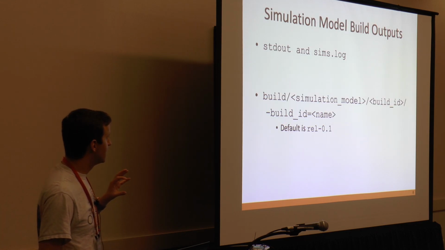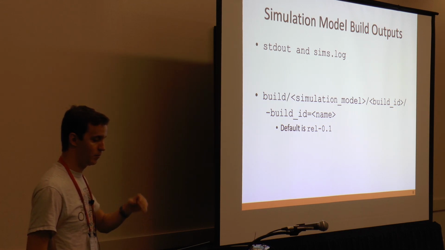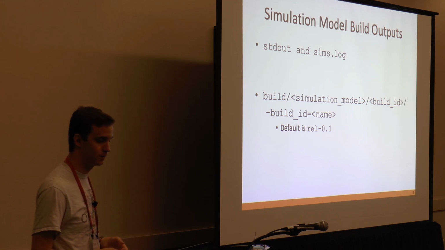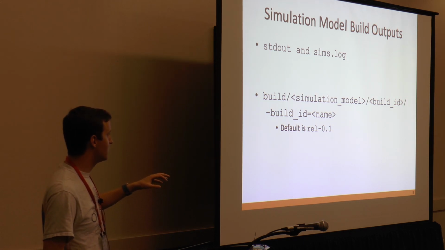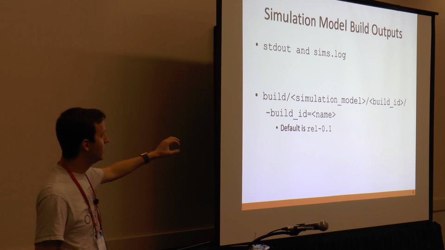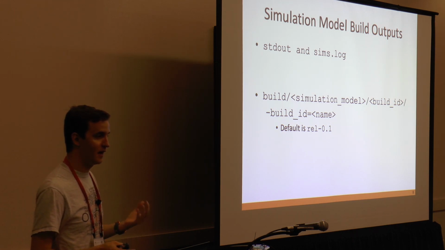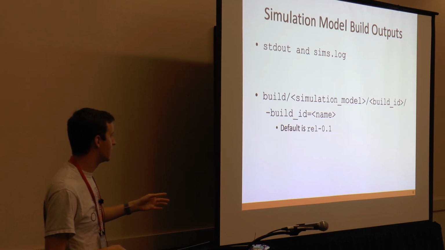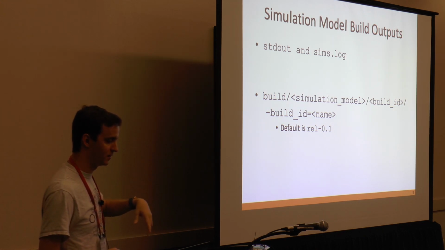When you build a simulation model, there's a large stream of text going out to your standard out, and all of this is also output to a file called sims.log, so you can search through that to debug what's going on when building a particular simulation model. If successful, your simulation model should appear in the build directory under build, the name of the simulation model, and the build ID. You can define this build ID as a flag when calling SIMS, so this is another useful flag to use. By default, however, we see that the build ID is going to be release 0.1. So we'll see that later today.